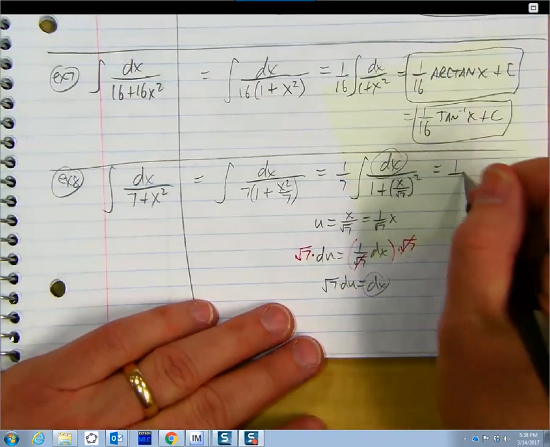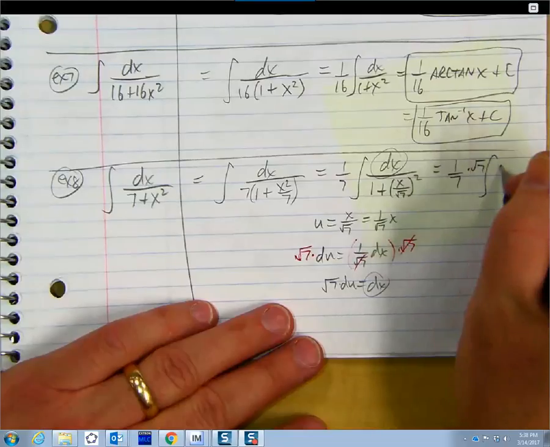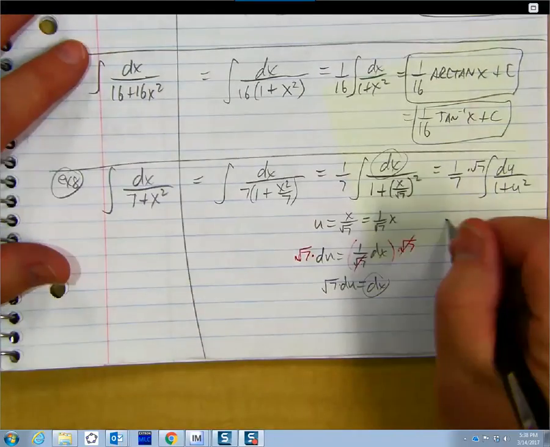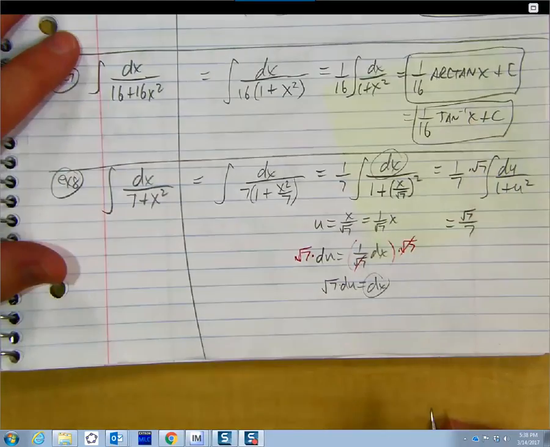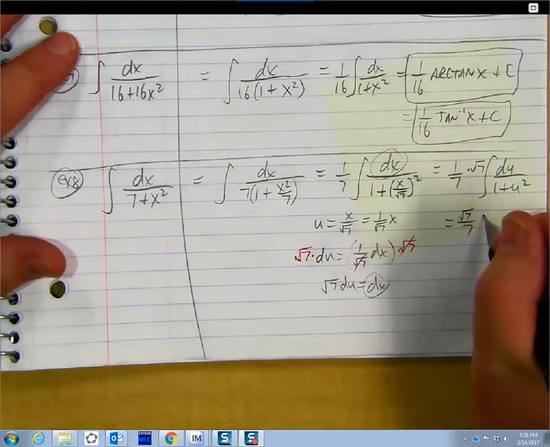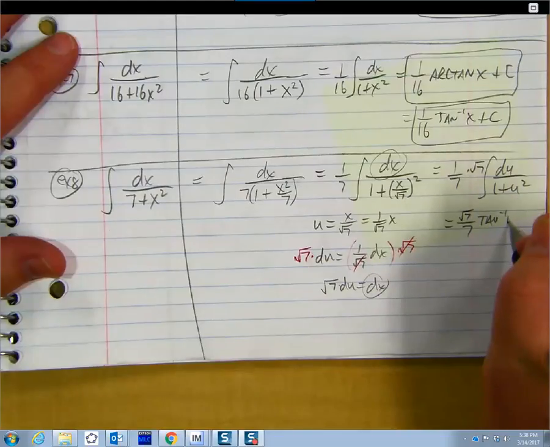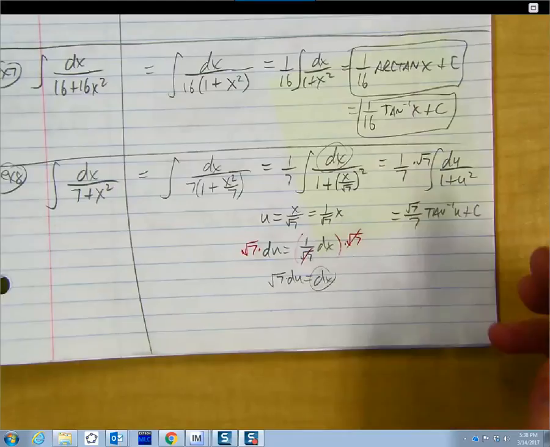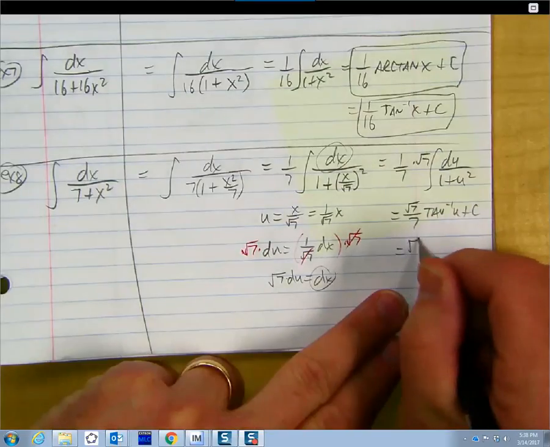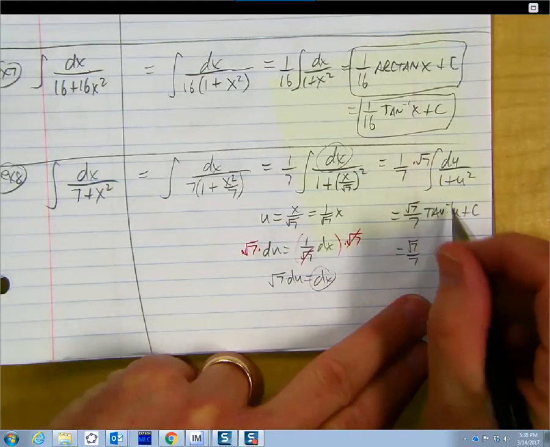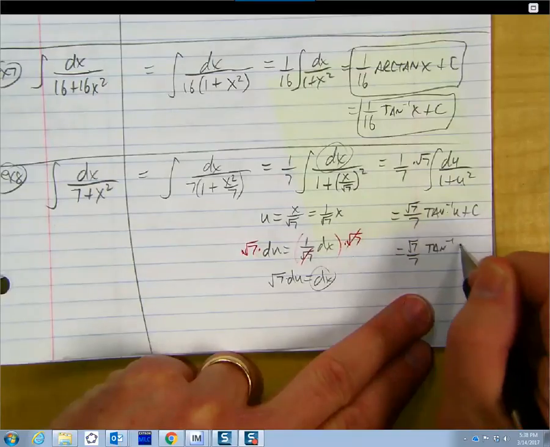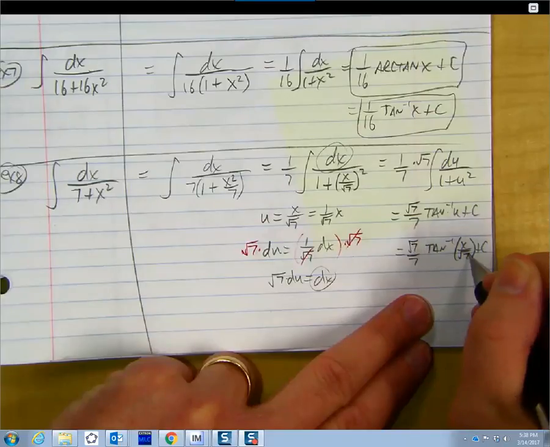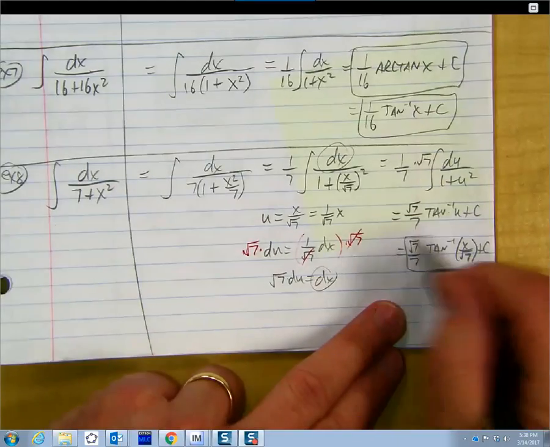So I've got 1 over 7 times rad 7 du, and on the bottom 1 plus u squared. We're pretty much done. We'll just go inverse tangent of u plus c. You notice I just multiplied the rad 7 times the 1/7. So that's rad 7 over 7 inverse tan of x over rad 7 plus c. And that's a great final answer.